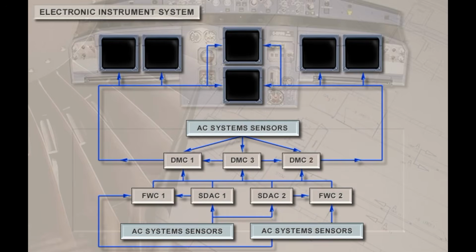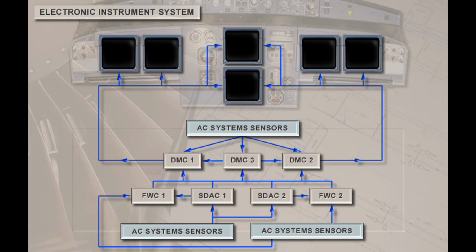The electronic instrument system on the A320 uses 6 identical display units to present data to the flight crew. 2 System Data Acquisition Concentrators, or SDACs, acquire data from aircraft system sensors and computers and generate signals to the 3 Display Management Computers, or DMCs, and the 2 Flight Warning Computers, or FWCs.